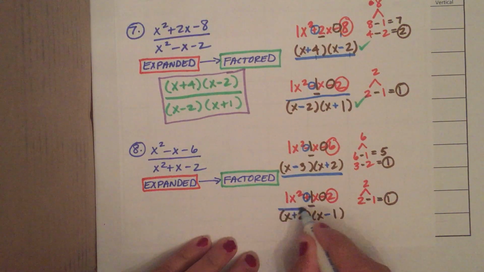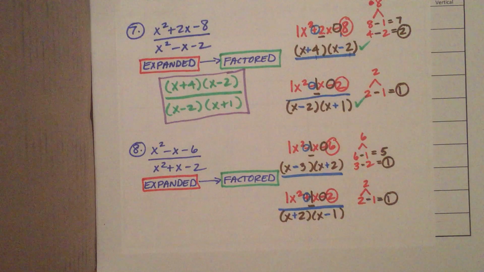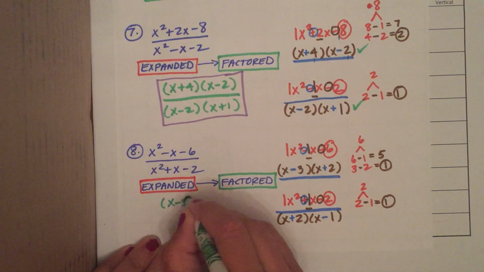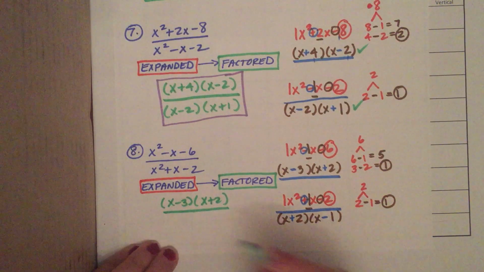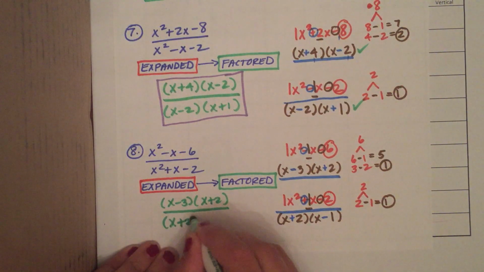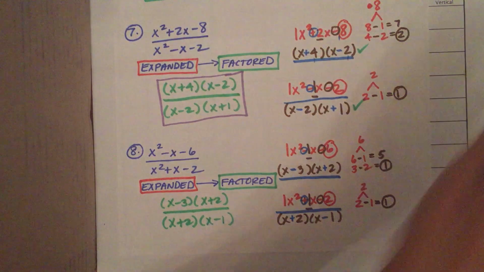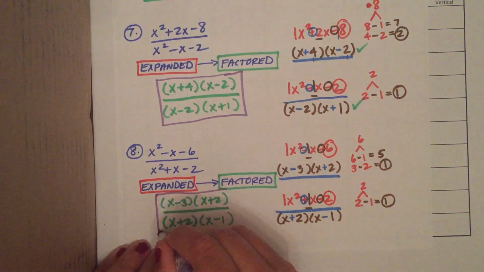There is your denominator. So I'm going to write these in full factored form. My numerator is x minus 3, x plus 2, over x plus 2, x minus 1. And that is factored form for number 8.